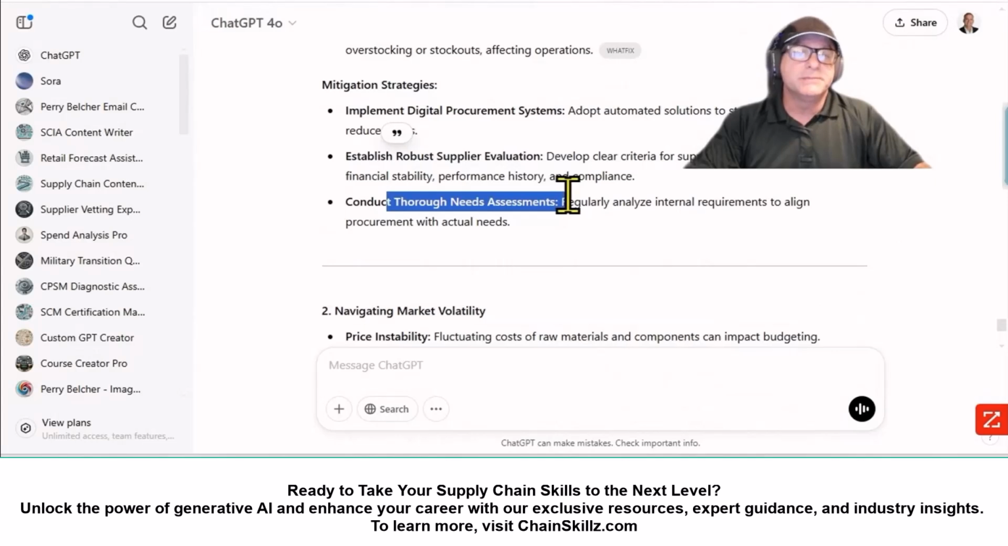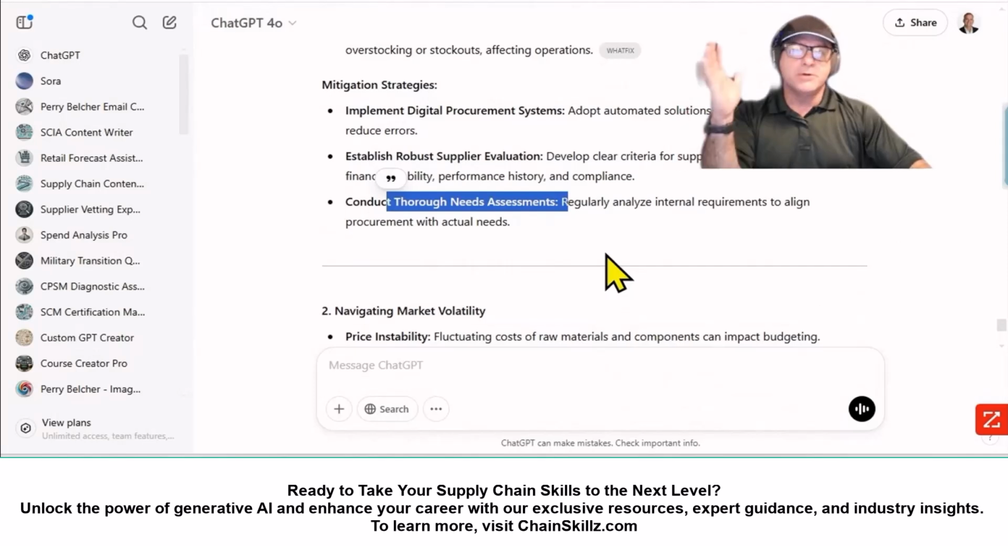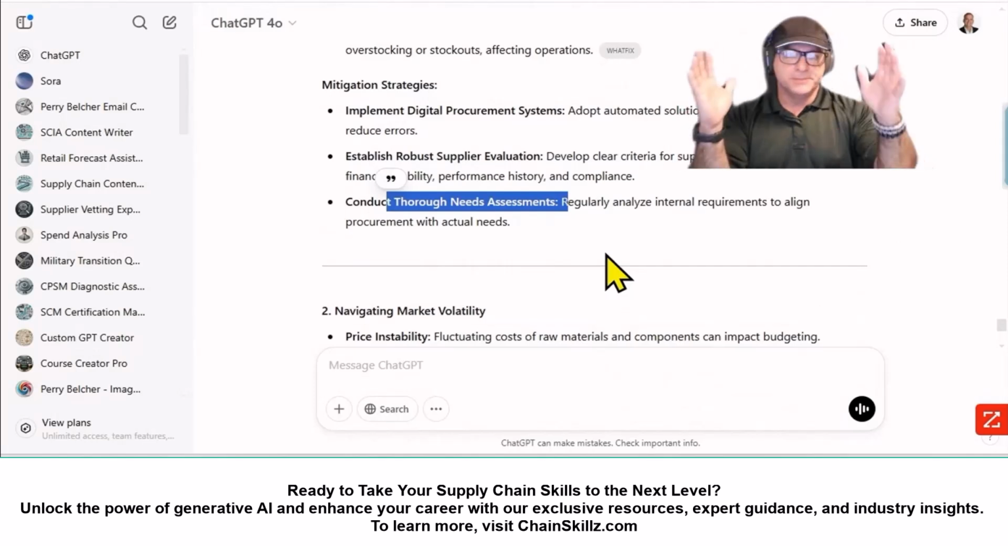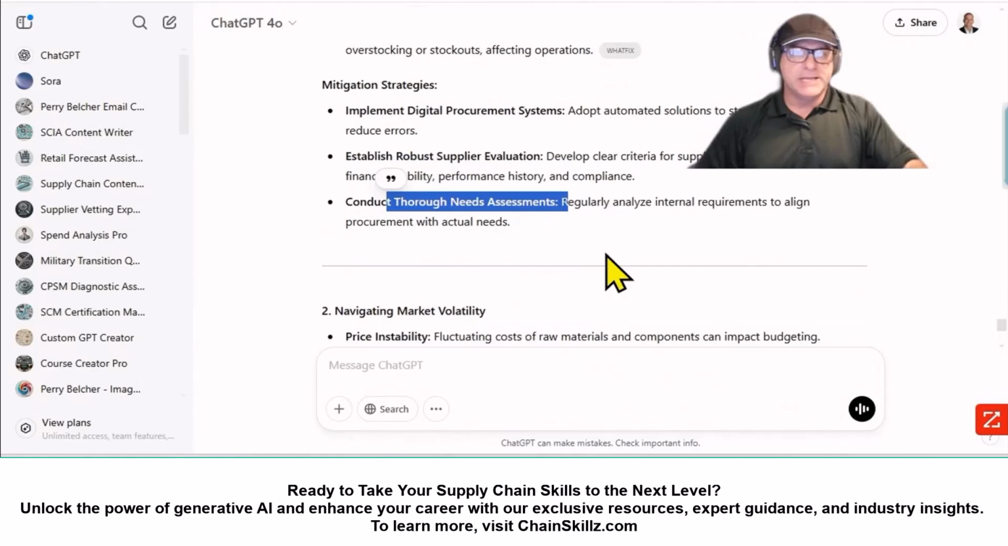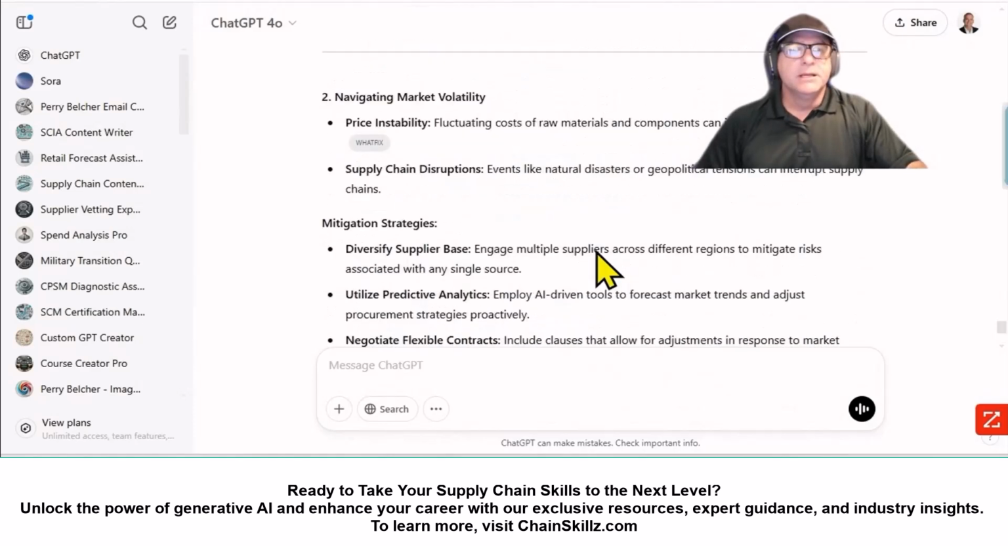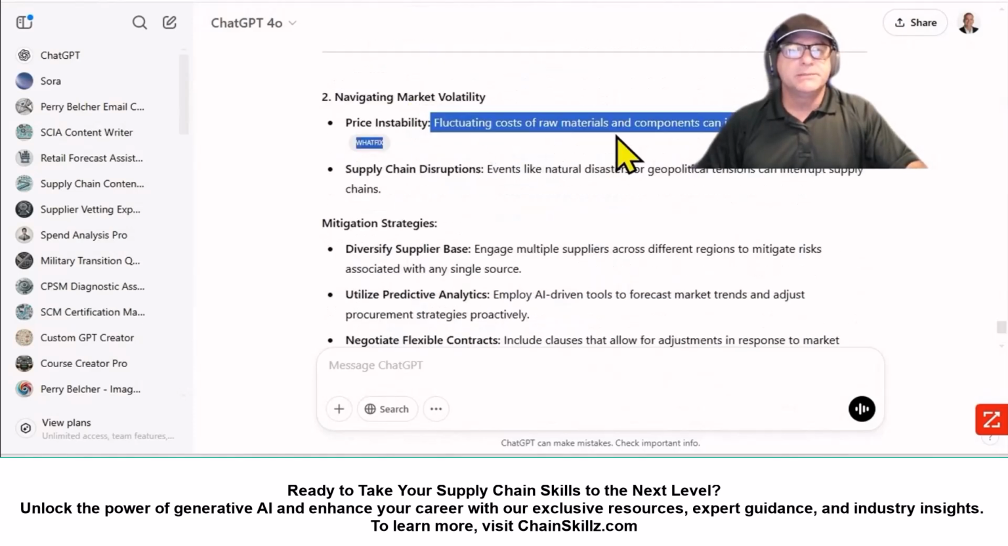Thorough needs assessment, very important point. What kind of speakers do we really need? Why am I going to buy a Ferrari when a Volkswagen will do? That was something I would definitely ask. Price and stability, something to consider.